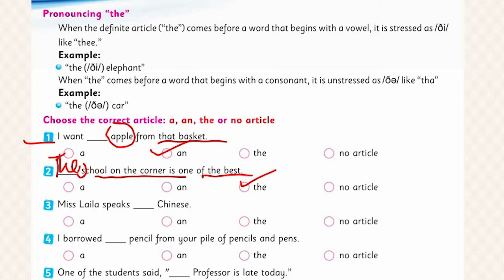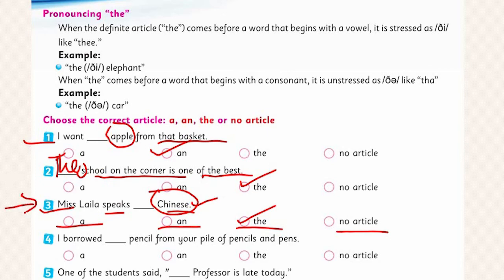The third one is Miss Leila speaks Chinese. We also have a no article option too. We can choose it if we see the suitability of it. So here Chinese is a proper noun and specified here. So what will we choose? Yes, the here. The Chinese. Miss Leila speaks the Chinese. Because it is a proper noun, it is specified. You can see the C is capitalized in Chinese and she specifically mentioned for speaking the Chinese.